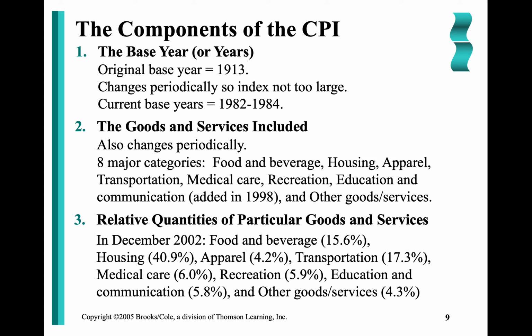Goods and services included. This also changes periodically. There are things that we buy today that weren't necessities 20 and 30 years ago. So it says education and communication were added in 1998, along with food and beverages, housing, clothing, transportation, healthcare, recreation, and miscellaneous. Pre-1998, you didn't necessarily need a cell phone, internet connection, and so on. These are necessities of life now. So these are values that would be included in our market basket.